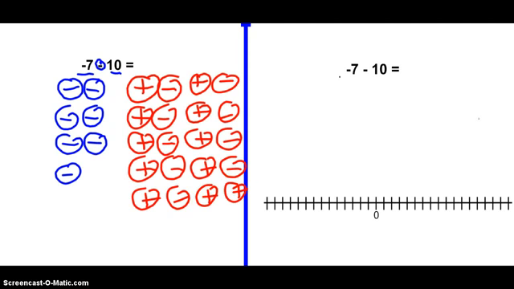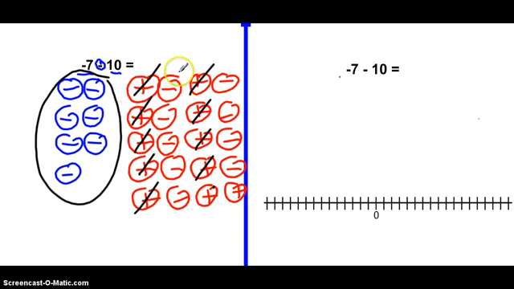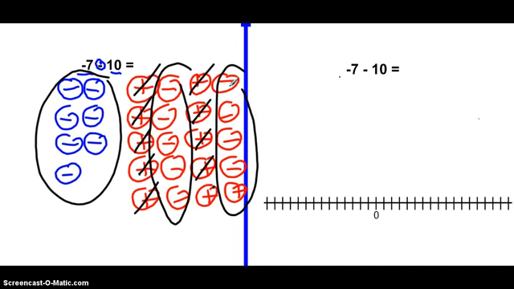Now that I got my 10 0 pairs brought in, here's the -7 I start with. We have to take away 10 positives. Now we can do that. Take away 5 positives, 6, 7, 8, 9, 10. So after I've taken away 10 positives, I've got all this. So I've got 7 plus 5 plus 5. I have -17 as the answer.